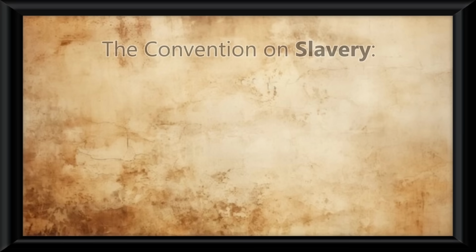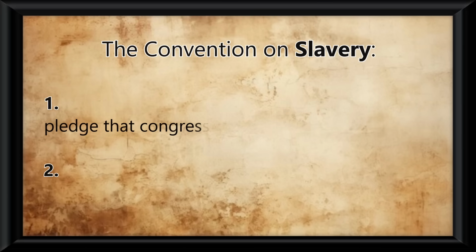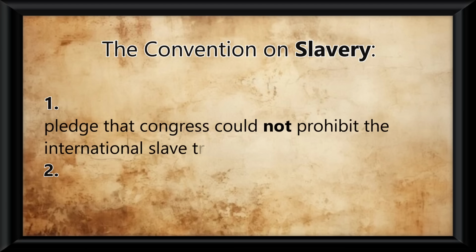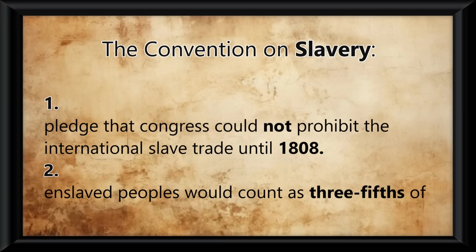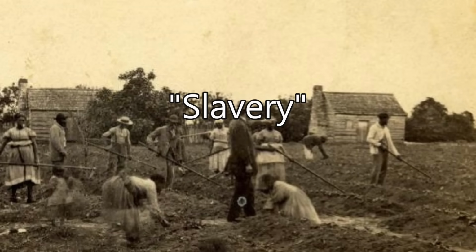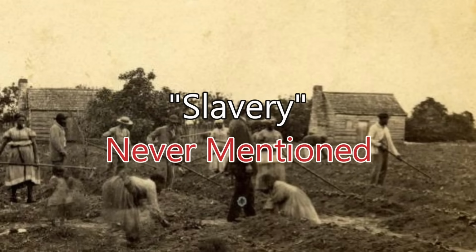The Constitutional Convention compromised on slavery by doing two things. First, they would pledge that Congress could not prohibit the international slave trade until 1808. Second, they made it so enslaved people would count as 3/5 of a person when calculating a state's population for representation in Congress. Hence, it was known as the 3/5 Compromise. But understand that even though slavery was such a glaring issue, the word slavery was actually never mentioned in the Constitution. And that's all for today.